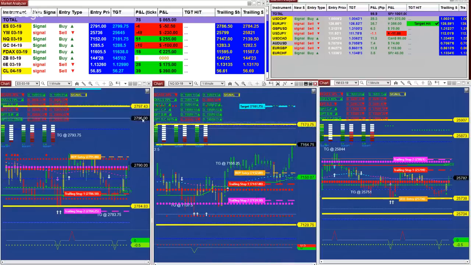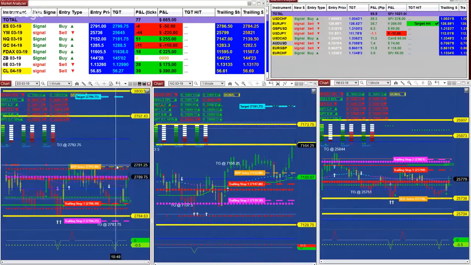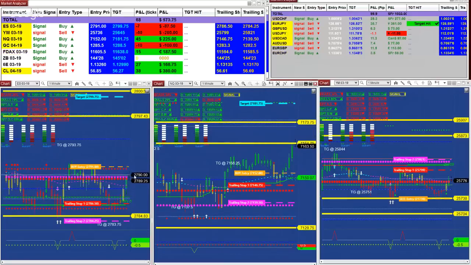There are a lot of buyers coming in. On the ES, it is still 91.25 as a limited buy entry. There is nothing on the YM, and right now we are really struggling on the ES to cross the 91.25.